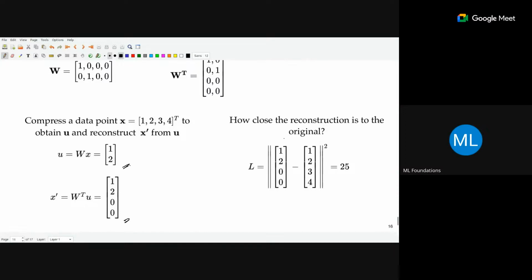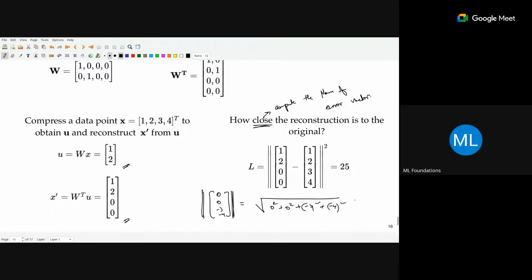So the closeness is measured using the norm. This closeness means computing the norm of the error vector. Okay, so this is the error vector. This minus this will be the error vector, and if we compute the norm of 0 0 minus 3 minus 4, we are going to get the square root of 0 square plus 0 square plus minus 3 square plus minus 4 whole square. So what will this be? Square root of 25, which will be 5.